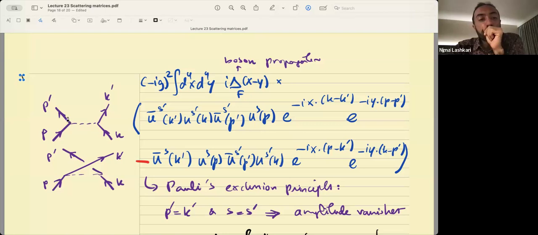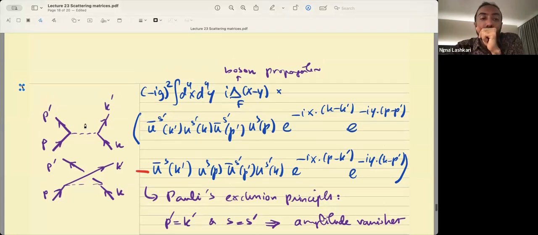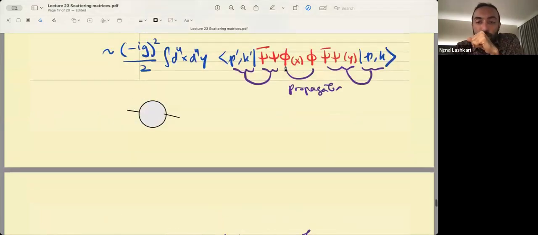So a fermion comes, and this is an outgoing fermion with different momenta. And there is a scalar propagating in between. This is order minus iG squared because I have two vertices. These are vertices that are inserted at x and y. I'm integrating over them. There's a boson propagator from x to y, and that is coming from this term.